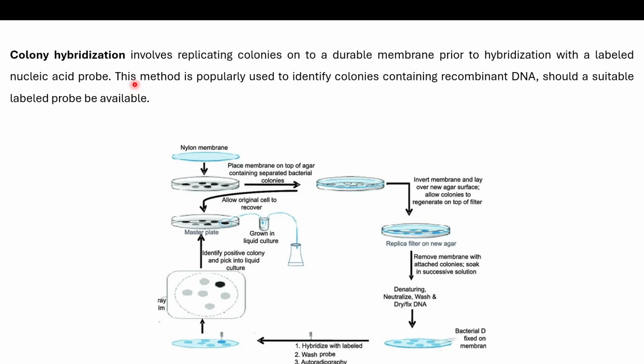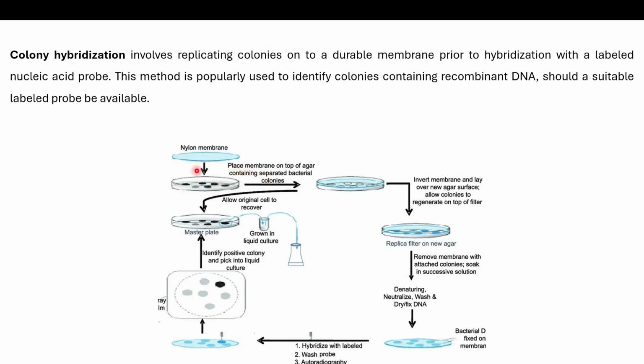Now, this method is popularly used to identify colonies containing recombinant DNA, should a suitable labeled probe be available. So what is happening here? Let's briefly go through it. You have your bacterial colonies, suppose bacterial or yeast, whatever it is. Suppose here we have bacterial colonies that are growing on this particular medium.